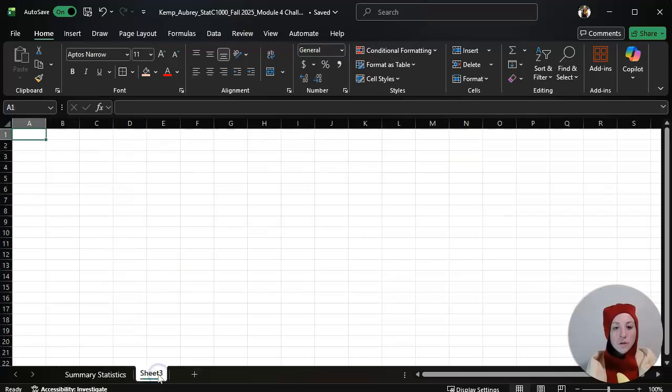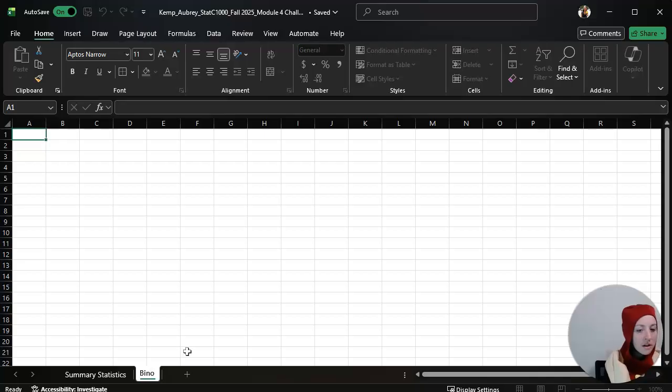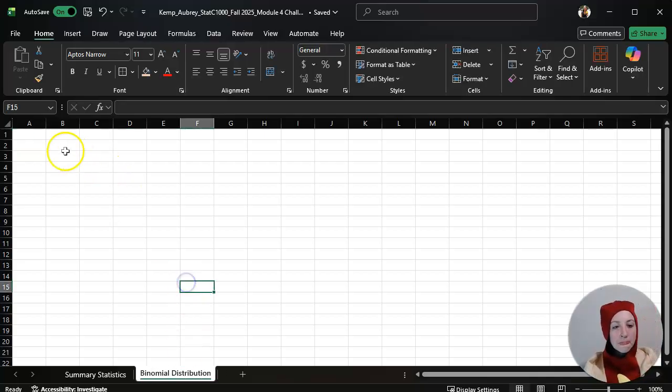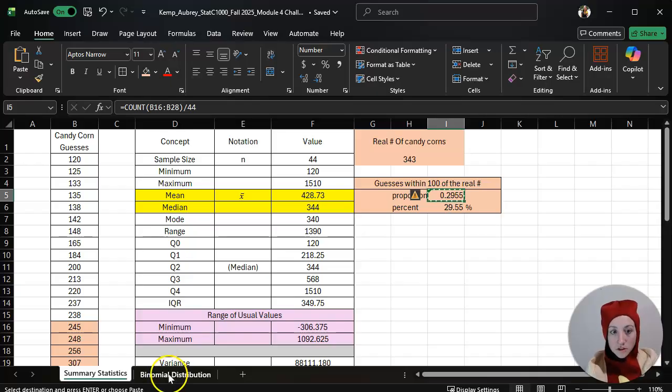I'm going to open a new sheet here, and I'm going to rename this binomial distribution. And again, our proportion, which is the 0.2955, the number of you that guessed between 243 and 443.